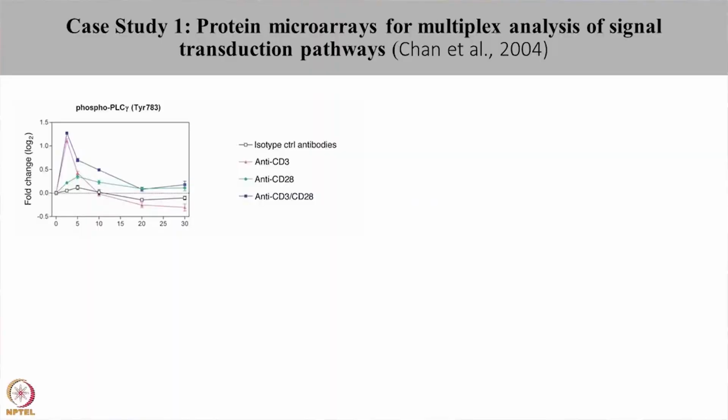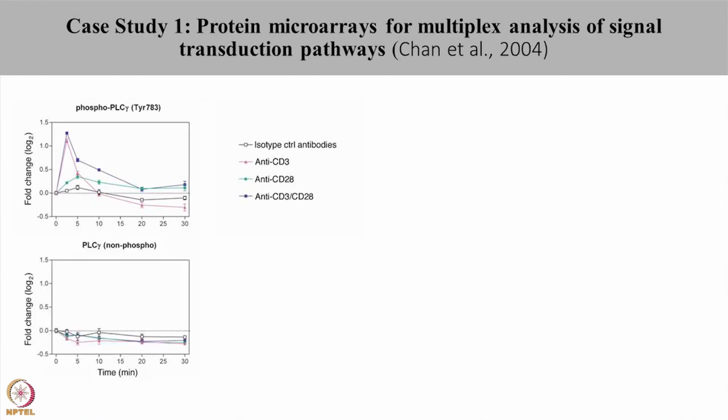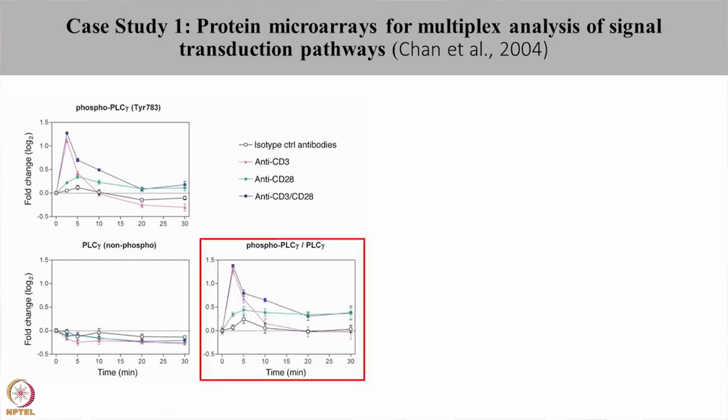Further, to study the signal transduction kinetics, the authors studied the phosphorylation level of phospholipase C gamma protein. In this again the cell lines were treated at different time points and cells were treated with isotype antibodies as control, with CD3 antibody, CD28 antibody and a combination of CD3 and CD28 antibodies. Also the protein microarray was probed with non-phospho antibodies to study the overall concentration of phospholipase C in the cell lysate. The graph shown here shows the adjusted level of phosphorylated PLC gamma with the total phospholipase C present in the cell.